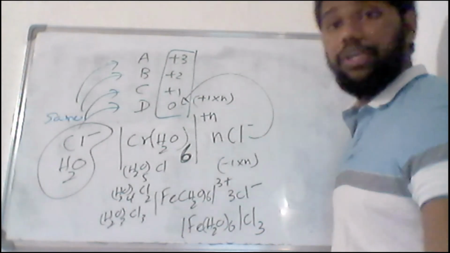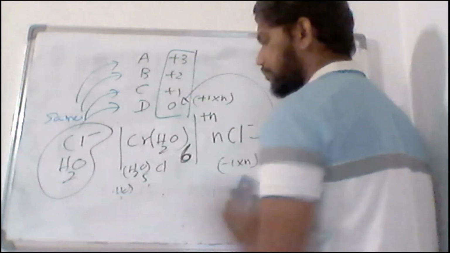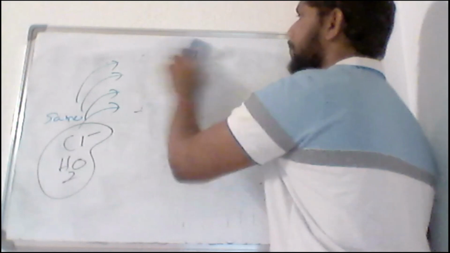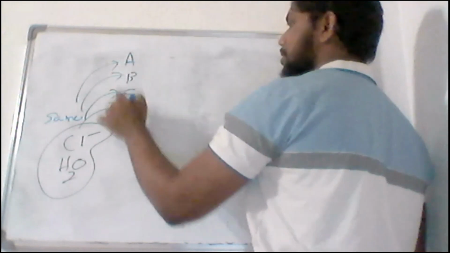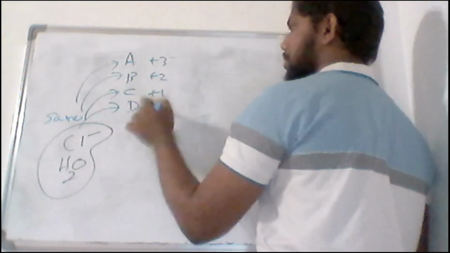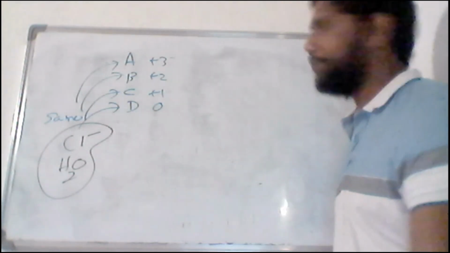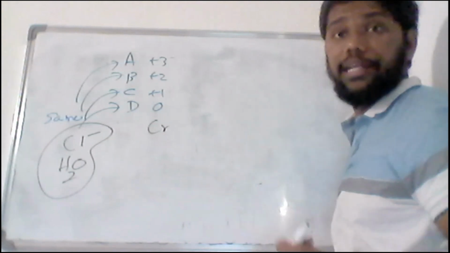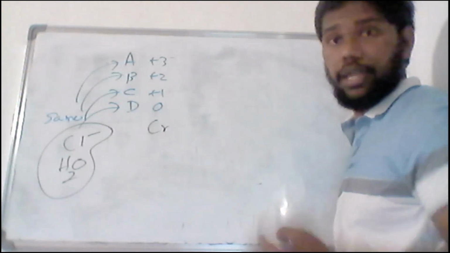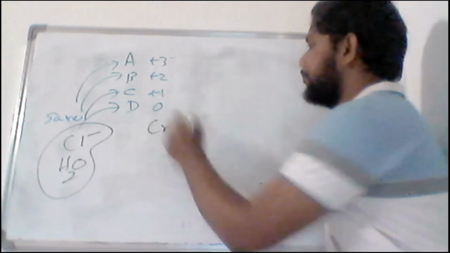Okay, so we can use our combination of this chlorine and water to check the charges of A, B, C, D: +3, +2, +1, 0. But don't forget, oxidation state is still the same. Okay, so we will check how we can get a zero charge using Cl minus and H2O, a compound with zero charge. So we can have chromium, which will be the element.